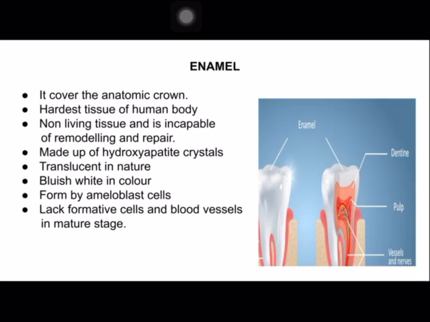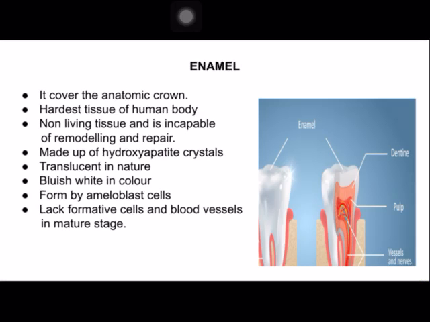Now crown is further divided into enamel. It is the outermost covering of crown, the hardest tissue of the human body, even harder than bone. It is non-living tissue and is incapable of remodeling and repair. Like after maturation, it becomes dead and is not capable of regenerating or repairing itself again.